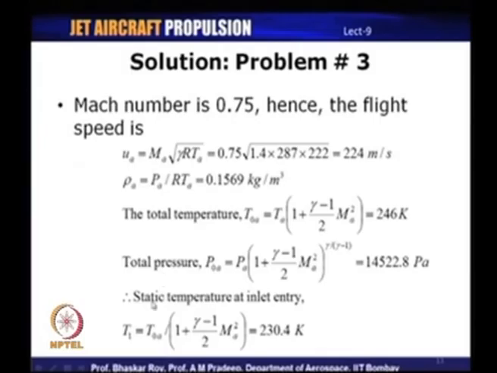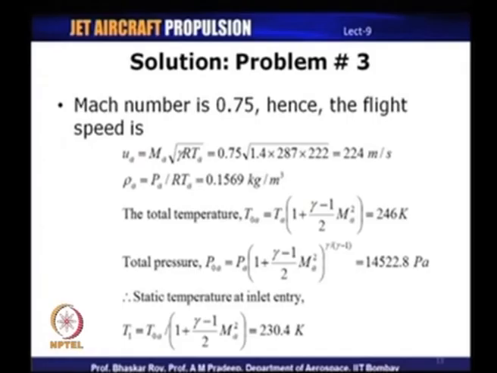Therefore, the static temperature at the inlet entry, that is T 1, is equal to T 0 a divided by 1 plus gamma minus 1 by 2 M square. And where does this come from? This is basically because there is no change in total temperature from the ambient, that is at station A all the way up to point 1, and in fact, all the way up to the compressor phase.